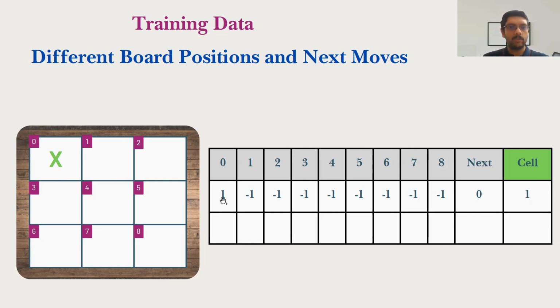So again, X is here, so this is 1. All the other cells are empty, so -1. Who's playing next? O is playing next, right? The second player. So next is set to 0. And then this is the output.